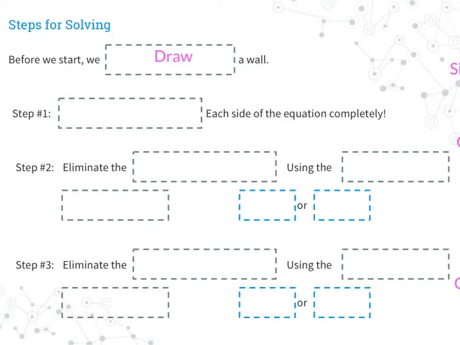Step one, we're going to need to simplify each equation completely. Sometimes our equations are going to have combining like terms on one side. They might have the distributive property. We need to make sure to get rid of those things first before we begin solving our equation.